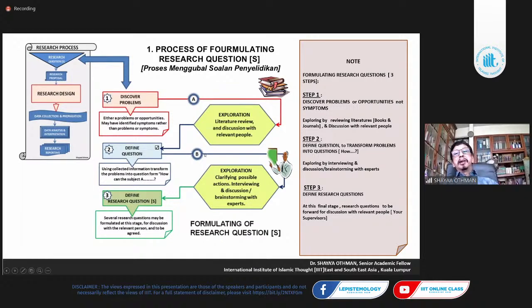And then after that, explore again with the people, interviewing people, discussing, brainstorming with people, experts and so on around you, and then you come up with your more precise research question. Research question may be 2 or 3, or maybe 4. It depends on the area that you're looking into your study. Now we have the process of research question.